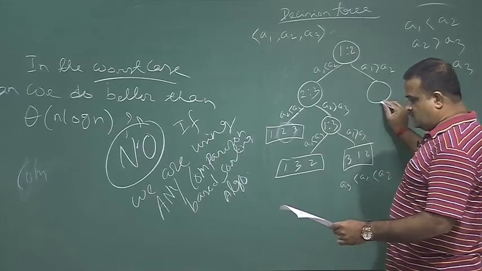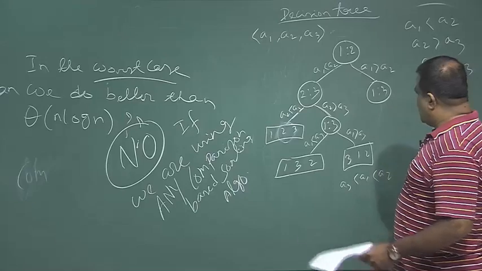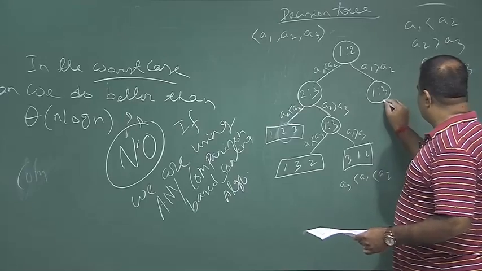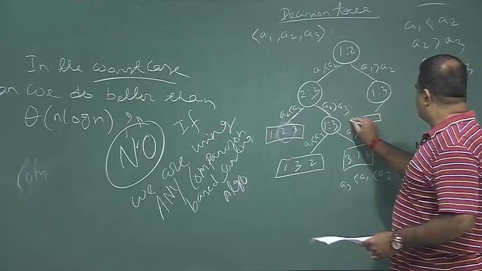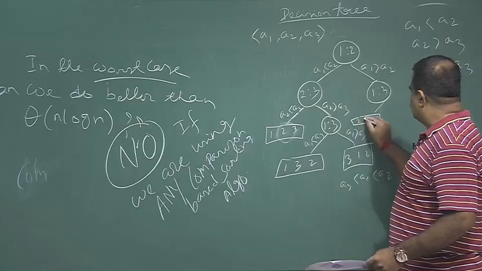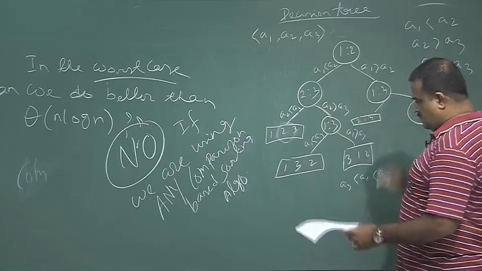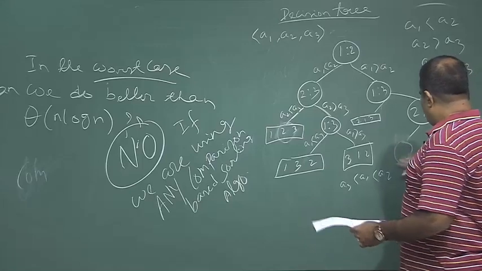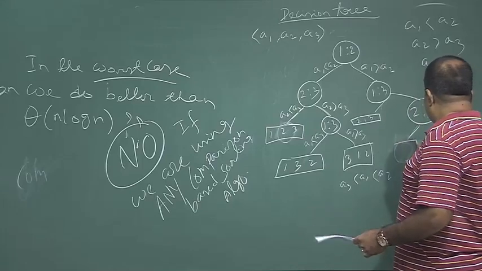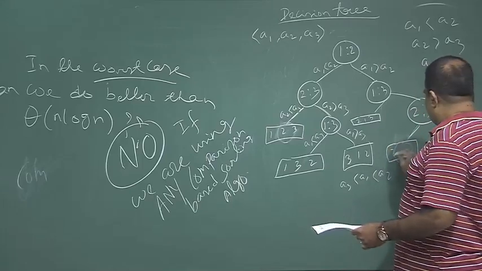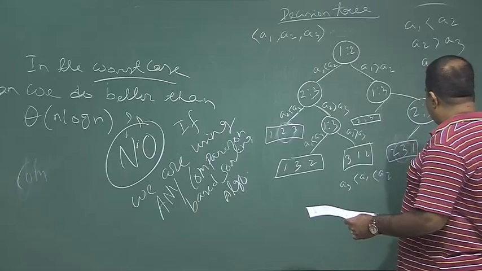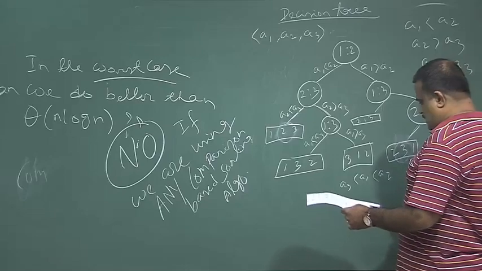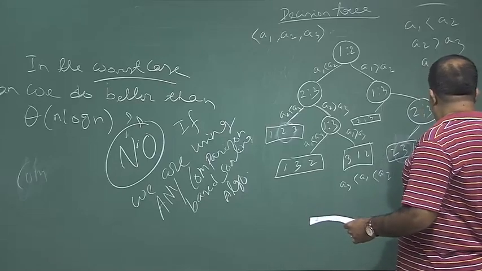Here we will compare A3 and A1 and A3. If we reach here we can take a decision 2, 1, 3, and here we will do the subsequent comparison. So, here we will reach a decision, this is 2, 3, 1 and here 3, 2, 1.